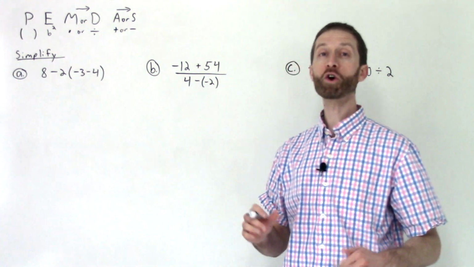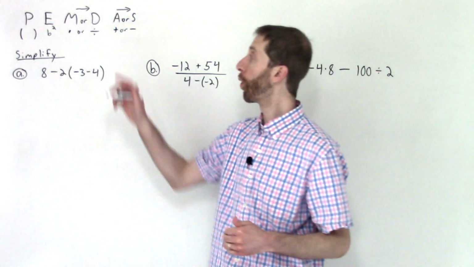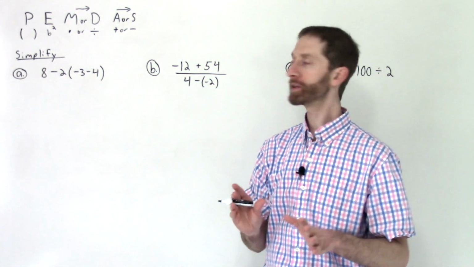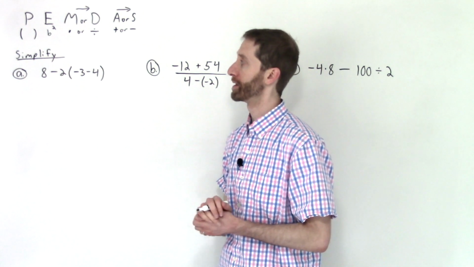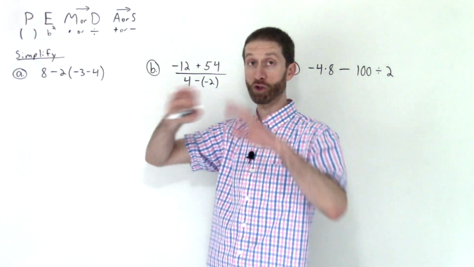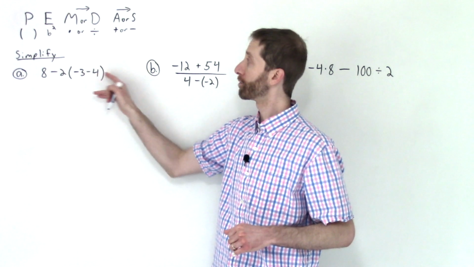In this video, we are going to rock and roll with the order of operations when we have integers involved. So let's take a look at these three problems I have behind me. Letter A says to simplify 8 minus 2 times the quantity, negative 3 minus 4.